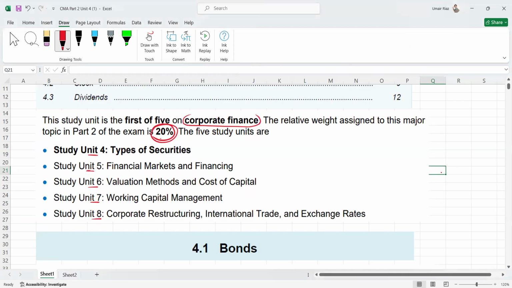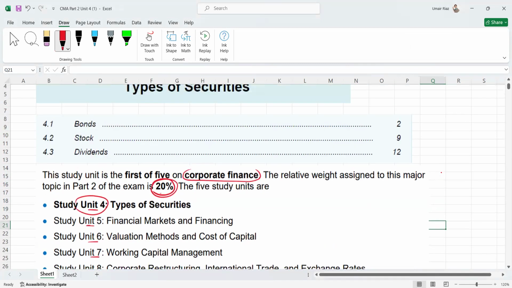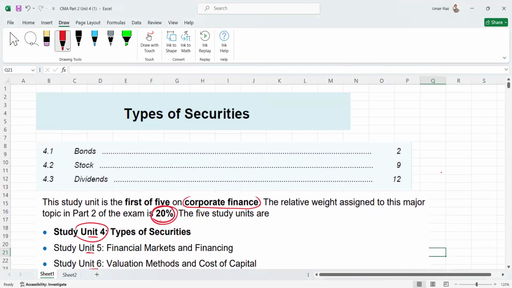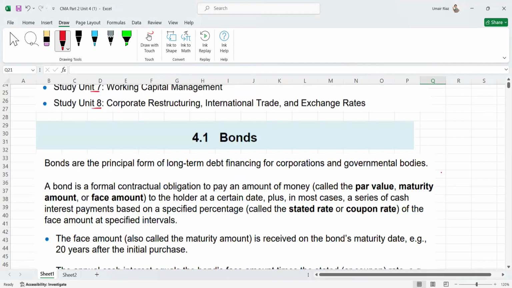And we are into unit 4. The name of unit 4 is types of securities. In this unit, we have the first topic, which is relevant to the bonds, the second topic, which is relevant to the stocks, and the third topic, which is relevant to the dividends. So today we are discussing stocks, like what are the stocks?